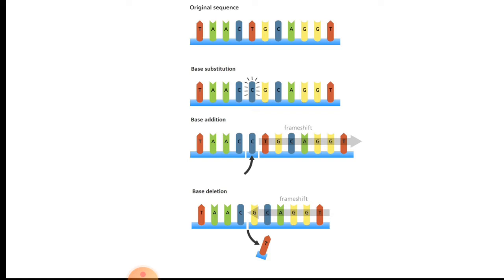Then temperature. Rise in temperature increases the rate of mutations. High temperature denatures the DNA by breaking the hydrogen bonds between the two strands of DNA, and this will affect its replication as well as transcription.